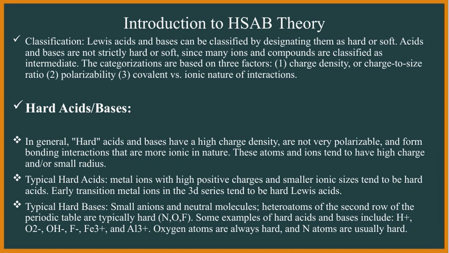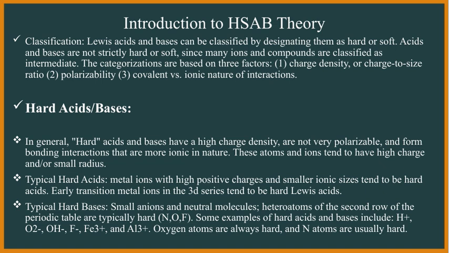Focusing on hard acids and bases, these tend to have a high charge density, meaning they carry a significant charge relative to their size. They're also not very polarizable, so their electron clouds are relatively rigid. The bonding interactions they form are primarily ionic. Think of it as a strong electrostatic attraction. In general, hard acids are often metal ions with high positive charges and small sizes.